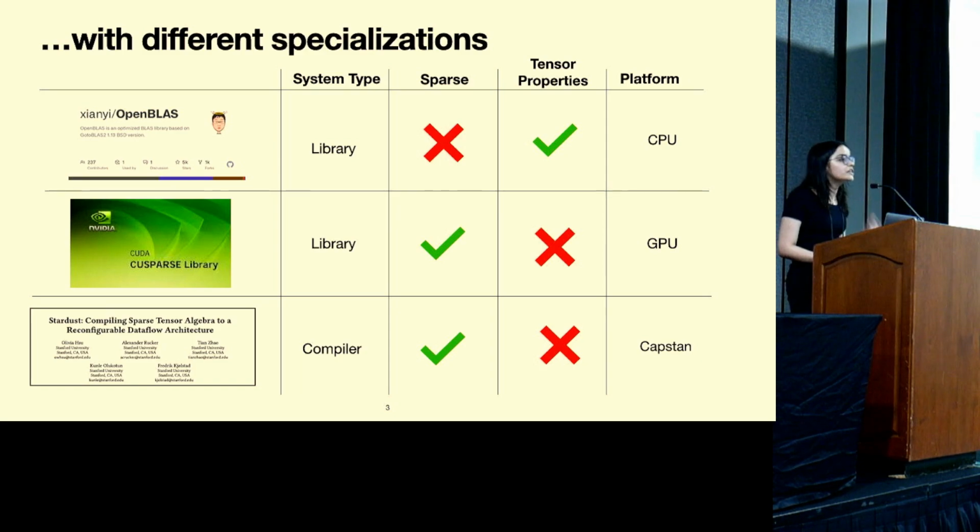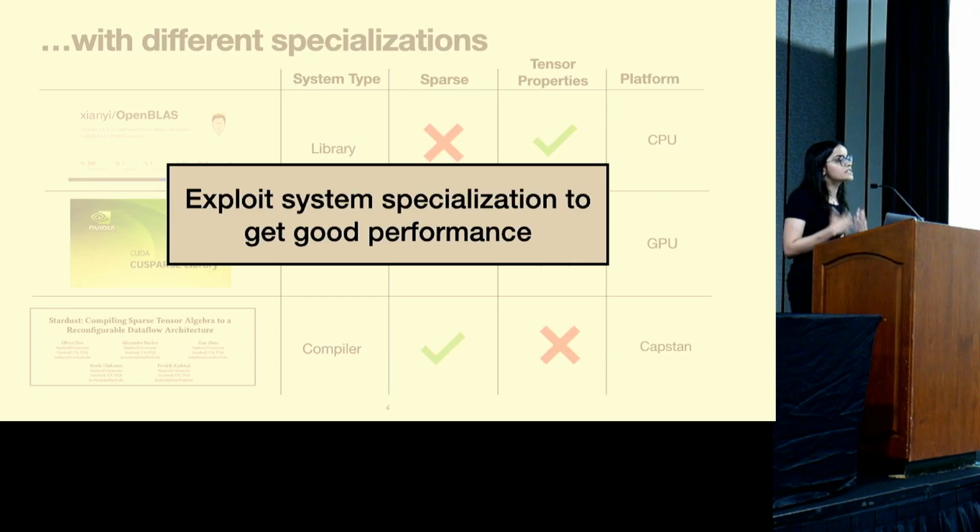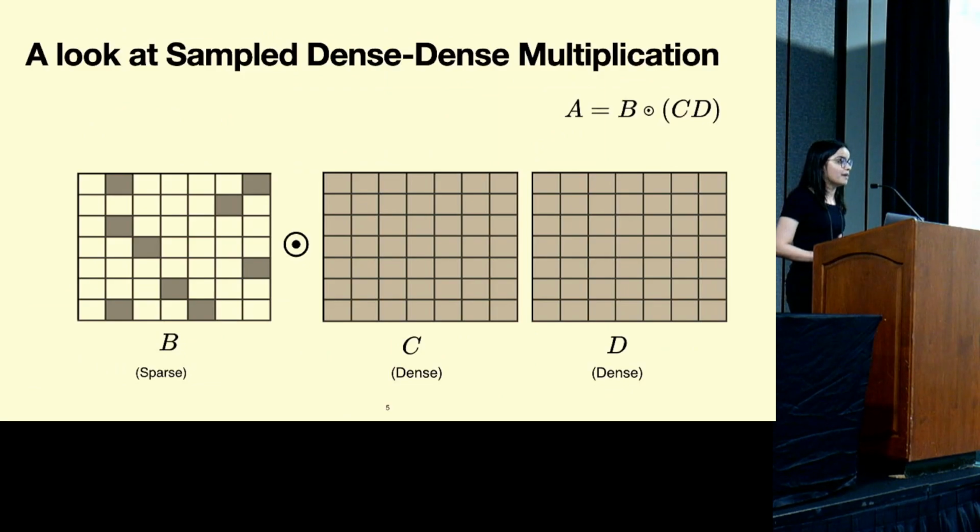And to get really good performance for the application that you want to compute, you want to be able to exploit these system specializations to get good performance. You want to choose the system to do what it's best at. So let's try doing that for the case of SDDMM, sampled dense-dense matrix multiplication. Here, we're going to sample the dense multiplication of C and D using the sparse matrix B.